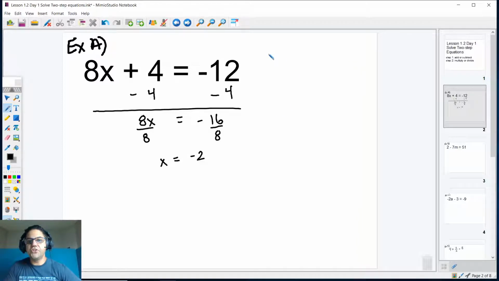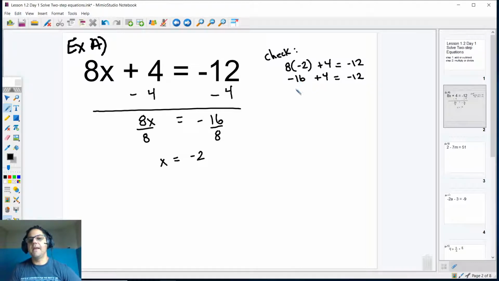Now remember, on the check process, you're going to take whatever you think the answer is and you're going to substitute it back into the original problem. So that would look something like this: 8 multiplied by negative 2. Add 4, and that's supposed to give me a negative 12. I've got a negative 16 plus a 4, and does that actually give me a negative 12? Well, if you use your number line or you use your rules, yes, negative 12 does equal negative 12.